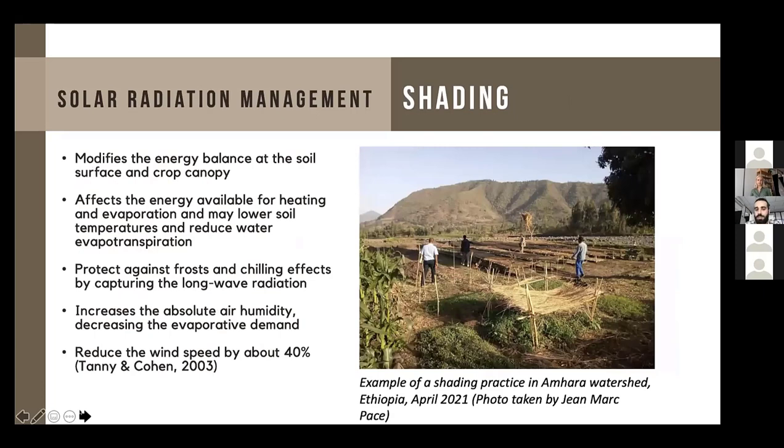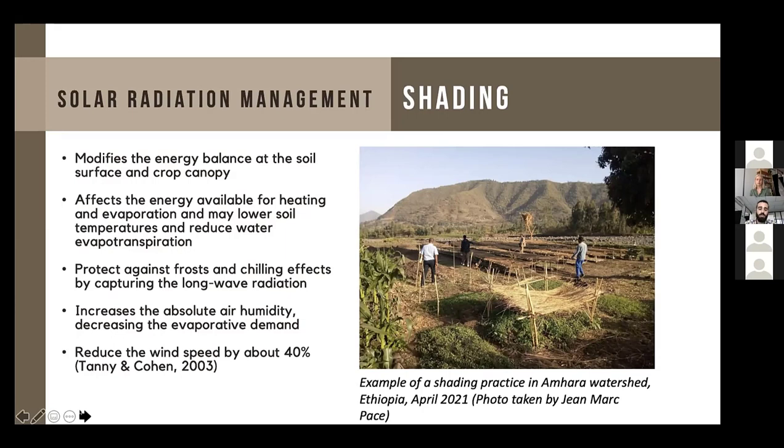And this was already hinted at by Francesco. Of course, shading modifies the energy balance at the soil surface and crop canopy. So a lot of what I've seen in Ethiopia is they actually use bundled grasses in, for example, tree nurseries to create a more moderate temperature for the young seedlings until they're strong enough to take it.